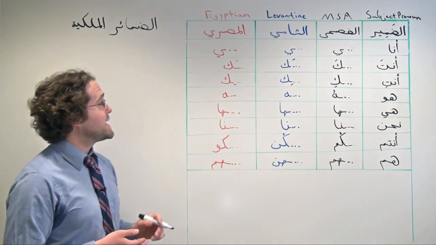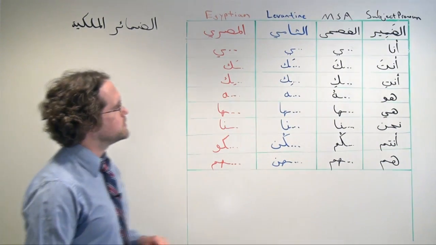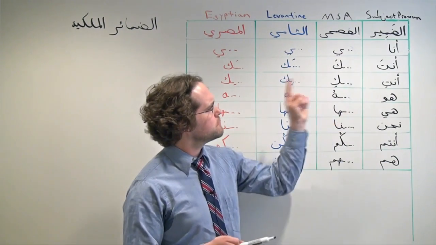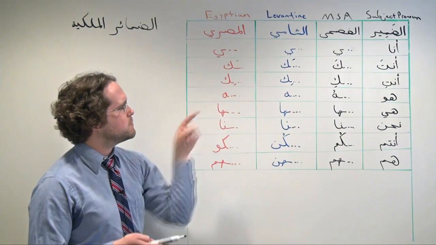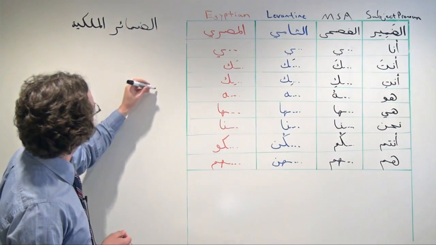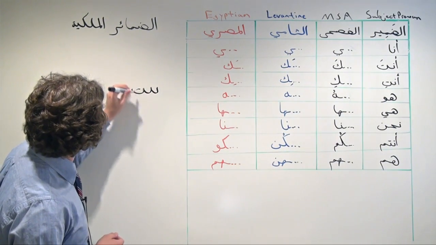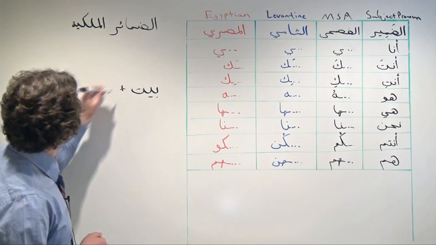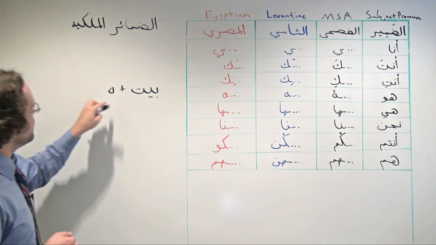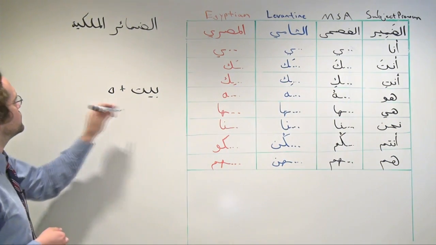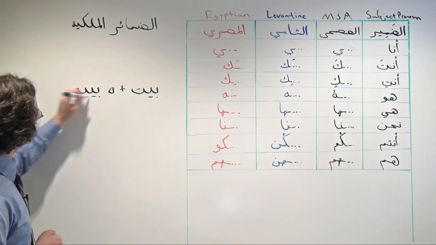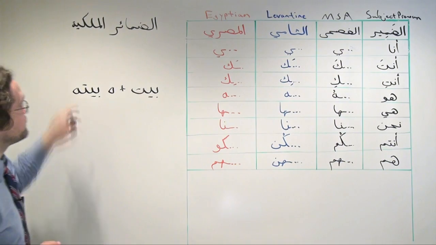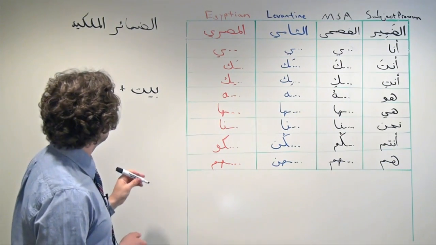For example, if we wanted to say his house, we would find that pronoun for him, huwa, and we see that it's the same pretty much across the board. So we have bayt, house, plus we're adding that ha, and it connects right to the word. Baytuhu.